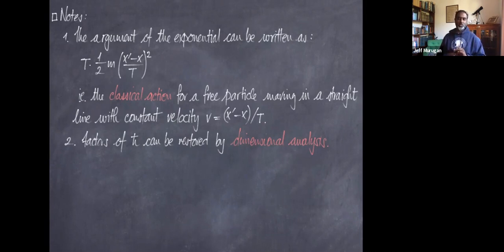Then work out what the correct dimensions of the propagator are. And once you've got that, you can figure out how to insert factors of h bar into the propagator from dimensional analysis. It's a useful exercise to carry out because it'll give you an idea of how to think about the propagator for more complicated problems. Any questions?